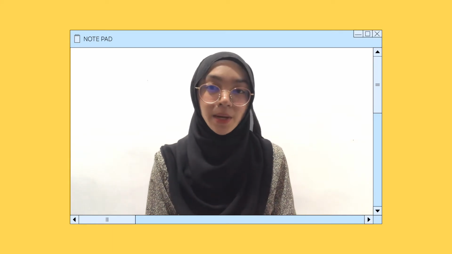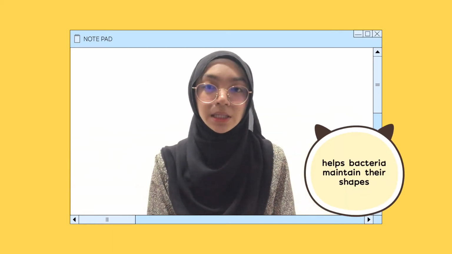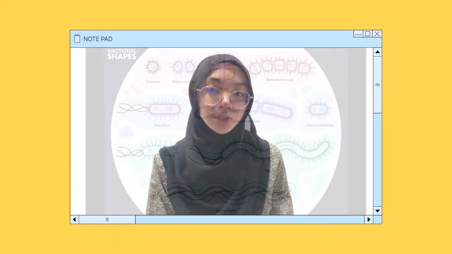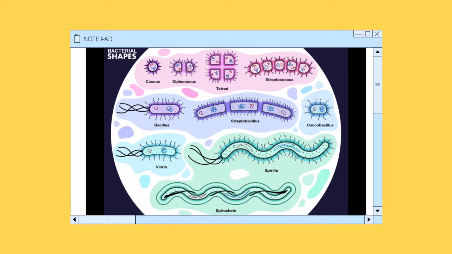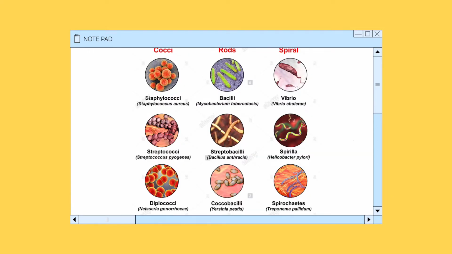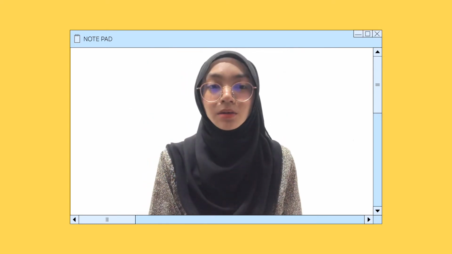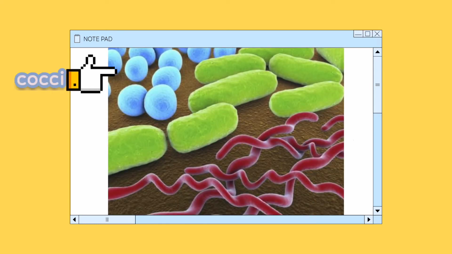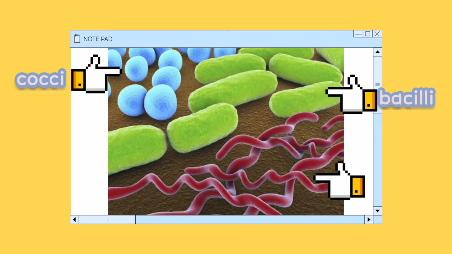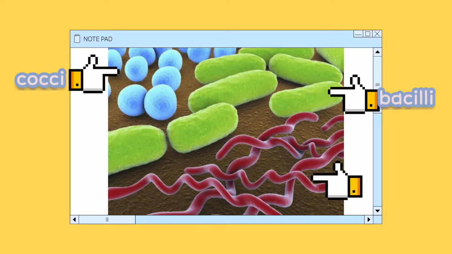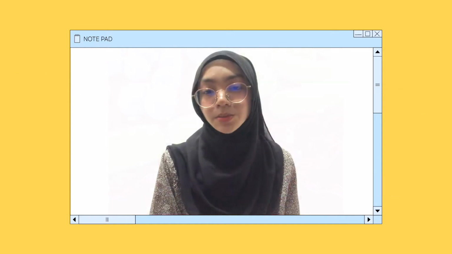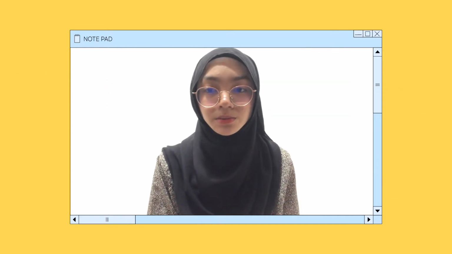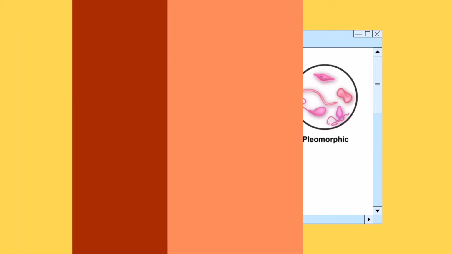The cell wall of the bacteria also helps them to maintain their shapes. There are a few shapes of bacteria, such as cocci, bacilli, spirilla, and much more. Round-shaped bacteria are called cocci, rod-shaped bacteria are called bacilli, and the spiral-shaped bacteria are called spirilla. And sometimes bacteria can have multiple forms, and they are called pleomorphic.